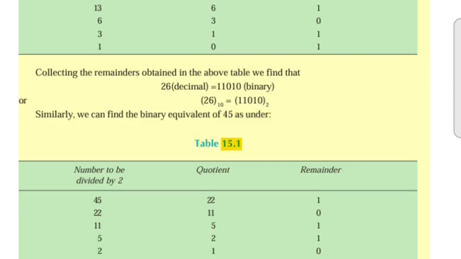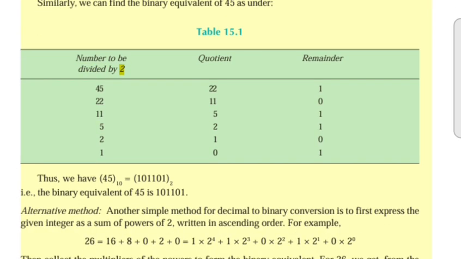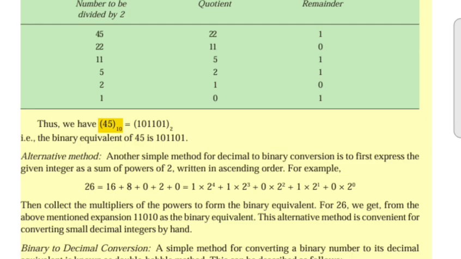Table 15.1. Number to be divided by 2, quotient, remainder: 45, 22, 1; 22, 11, 0; 11, 5, 1; 5, 2, 1; 2, 1, 0; 1, 0, 1. Thus, we have 45 base 10 equals 101101 base 2, i.e., the binary equivalent of 45 is 101101.